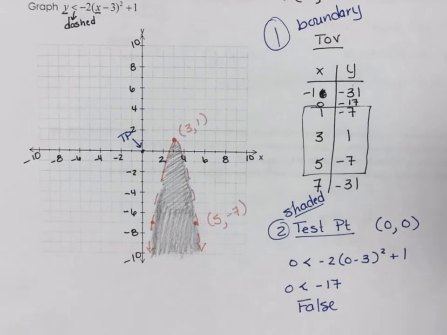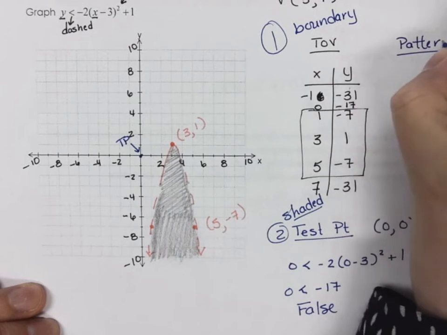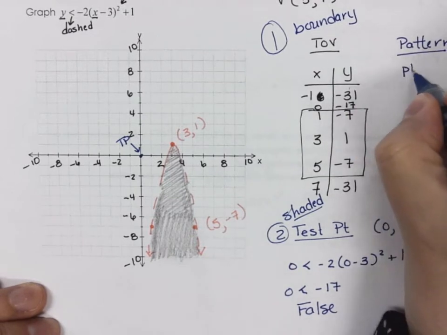Miss Callie, what happened to the easy non-table of values way? Oh, you crazy kids. This is the patterned way. You ready for this? Okay. You ready? Okay. So, this is your pattern. So, plot the vertex.